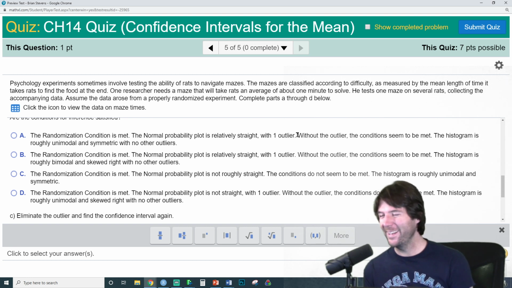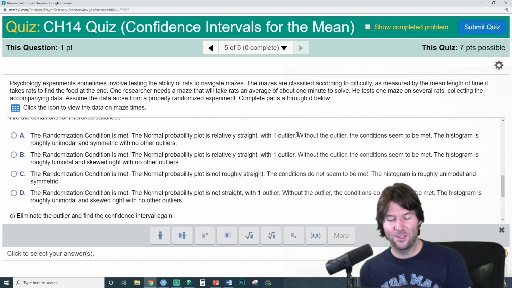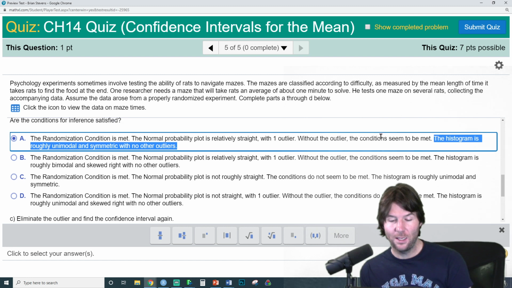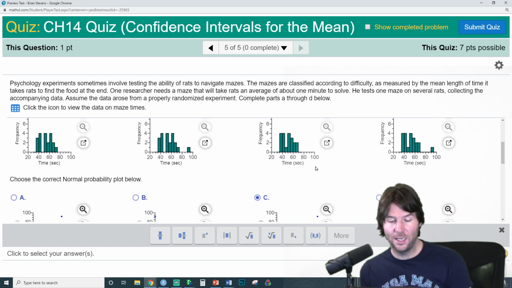So my brain broke. Without the outlier, the condition seems to be met. The histogram is roughly unimodal and symmetric with no outliers. Yeah, and so this looks to be right here. It's roughly unimodal and symmetric. I know it might look to have a little bit of bimodality.